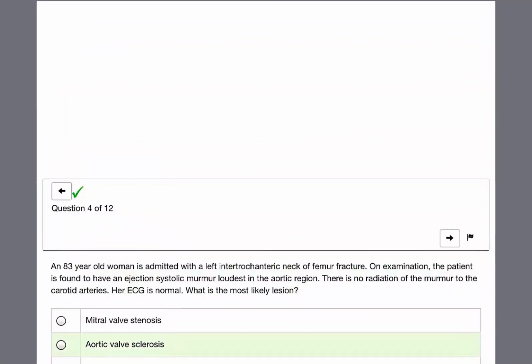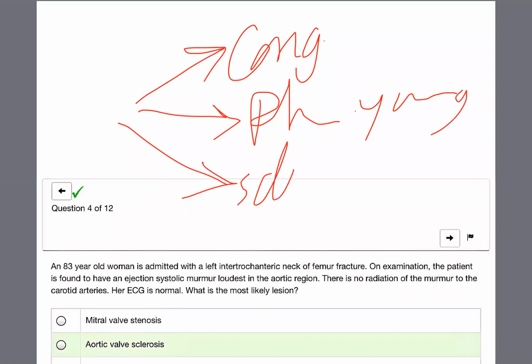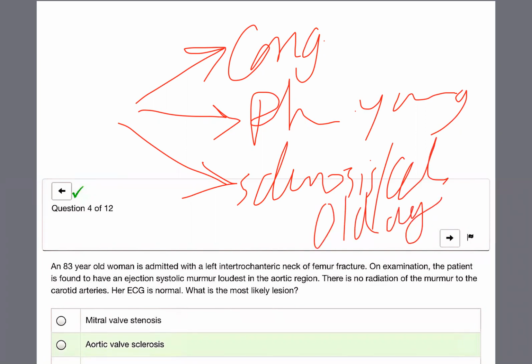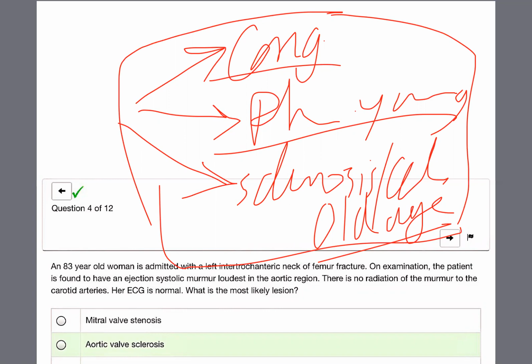Keep in mind 3 main causes for aortic stenosis: congenital, rheumatic in young age, and sclerosis or calcification in old age. If you just tell the examiner this, he will be happy with you and give you a full mark.